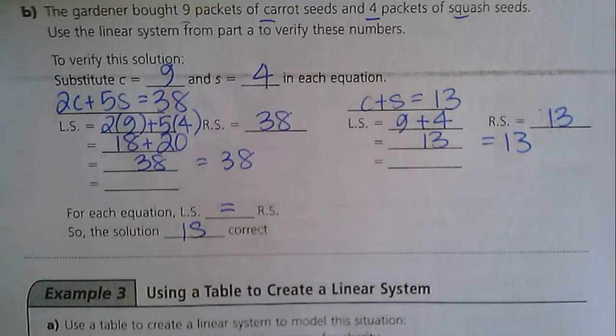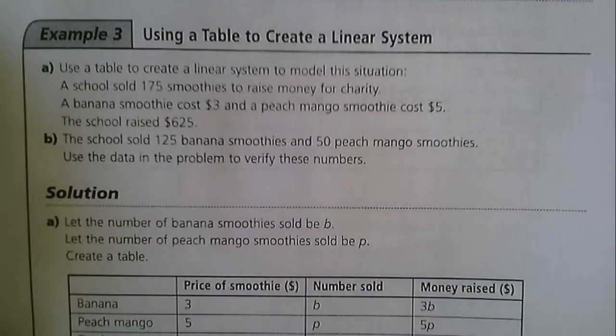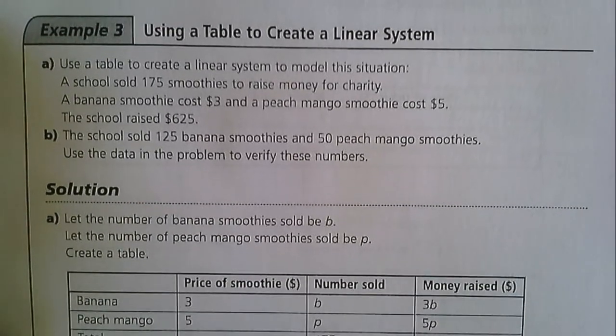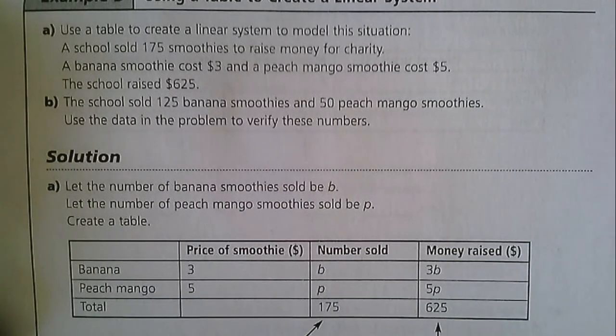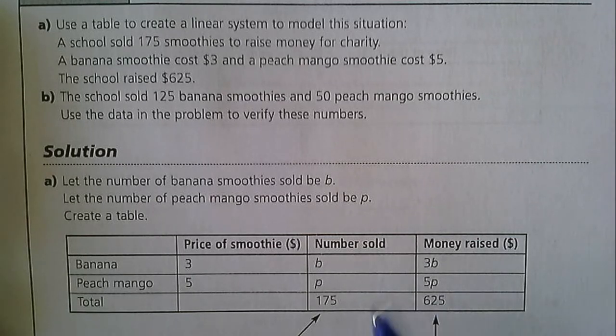Let's take a look at another way that the linear system can be created. So we can also use a table to create a linear system to model a situation. So in this case, we're going to take a look at the table that they've created here. So it says a school sold 75 smoothies to raise money for charity. So total number of smoothies sold is 75. A banana smoothie, so we'll use the letter B to represent banana. A banana smoothie costs $3. A peach mango smoothie costs $5. And the school raised $625 total.